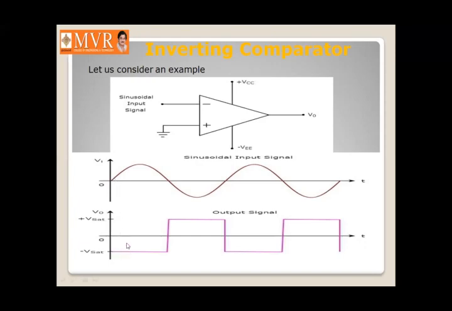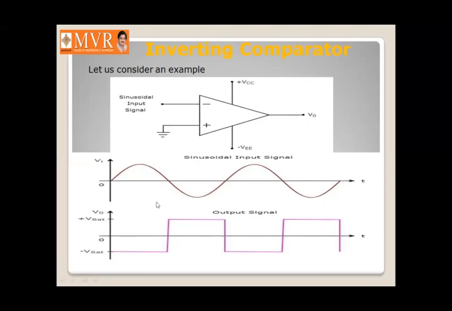So this is what is happening here. Whenever the input voltage is greater than 0, the op amp output is going to stay at minus Vsat. And whenever the input voltage is less than 0, the op amp is going to change its state from minus Vsat to plus Vsat. And again, whenever it crosses 0, the output of the op amp is going to change its state. So here you can observe these changes in this waveform.